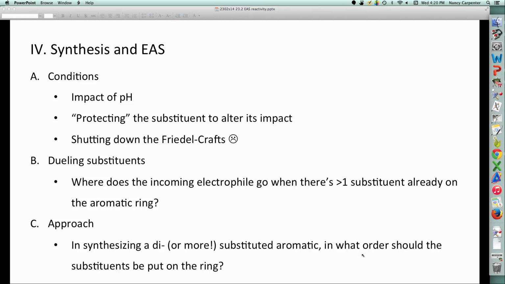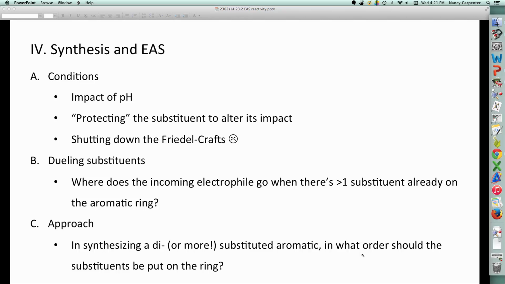Alright, so this means electrophilic aromatic substitution synthesis has a lot of interesting issues. For example, we have to think a lot about conditions when we're trying to do electrophilic aromatic substitution on a molecule. We'll see that pH can completely muck up regiochemistry. As a result, we may need to quote-unquote protect the substituent so that the pH doesn't mess things up. And we'll see Friedel-Crafts is really kind of a tough reaction to get to go, so not all substituents will allow Friedel-Crafts to take place.